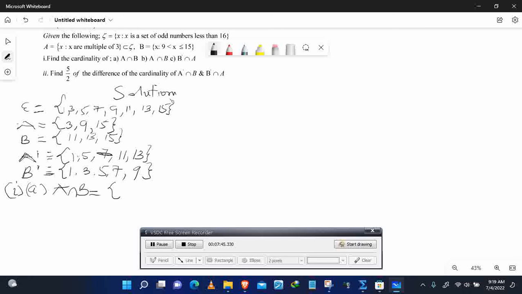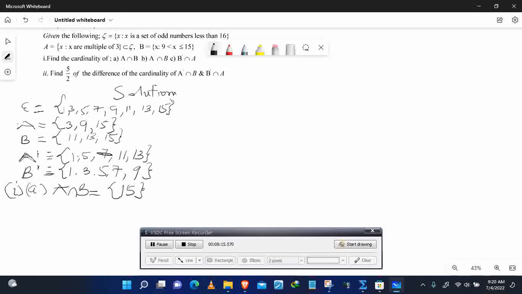So when we consider this, the first thing we need to find is A intersection B. Now, the intersection means what do we have in common between A and B. So what do we have in common? We see 3 here. Is 3 there? No. We see 9 here. Is 9 here? No. We see 15 here. Is 15 here? Yes, there's 15 here. So we write that 15.